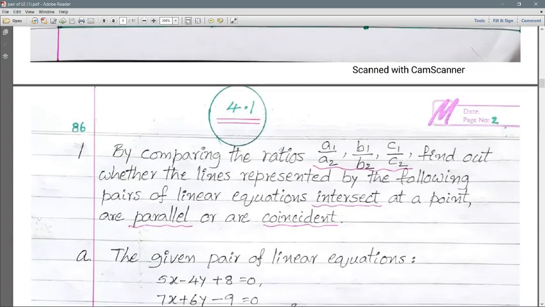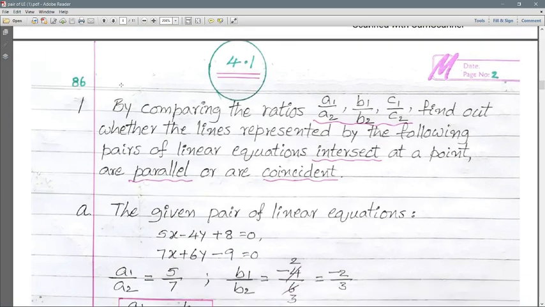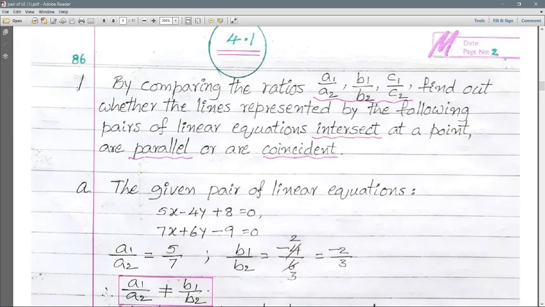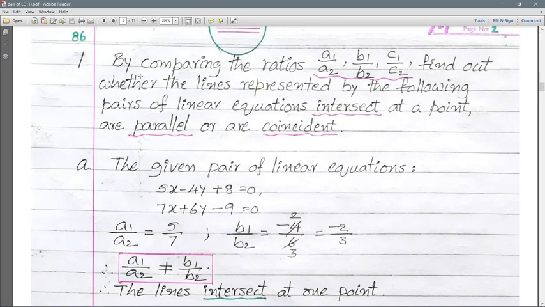Okay. Now, exercise number 4.1, page number 86, question number 1. By comparing the ratios a1 by a2, b1 by b2, c1 by c2, find out whether the lines represented by the following pairs of linear equations intersect at a point, are parallel, or are coincident. Here we have two linear equations. We have to judge whether they are intersecting, parallel, or coincident.